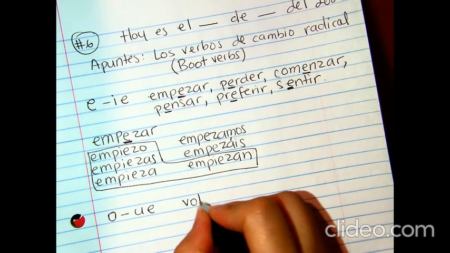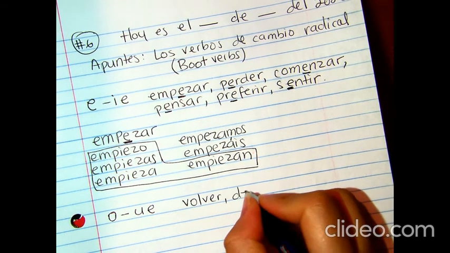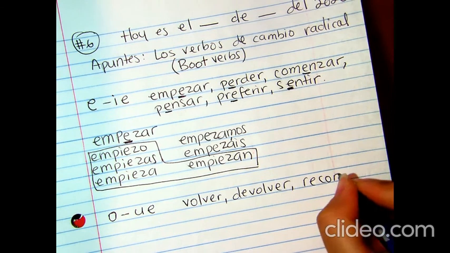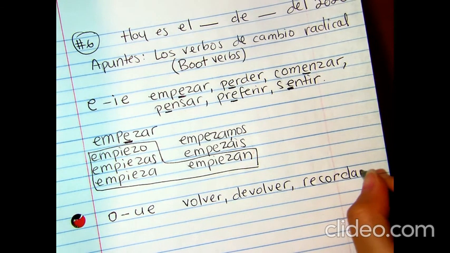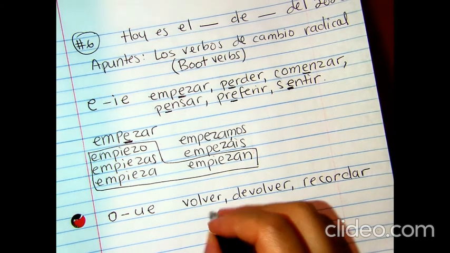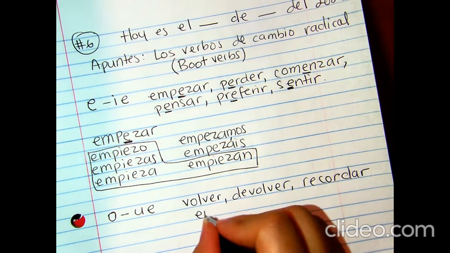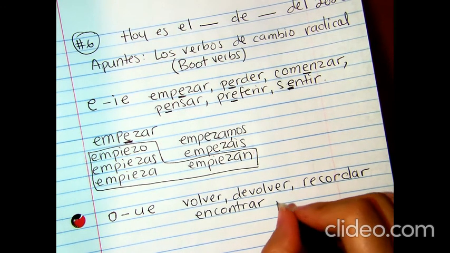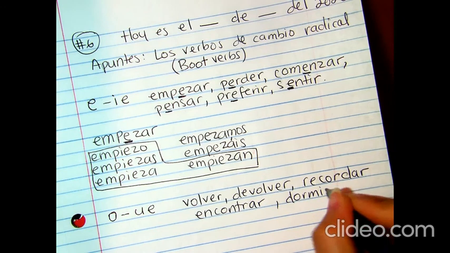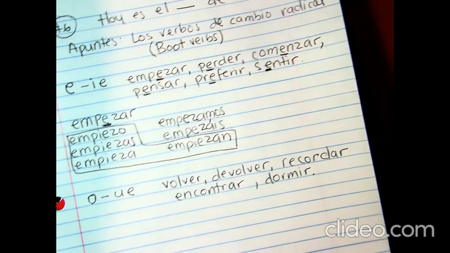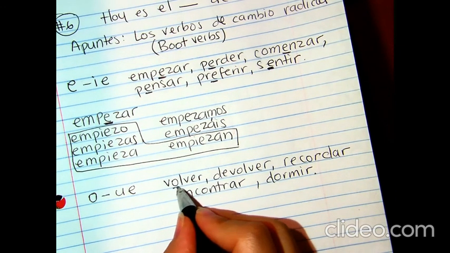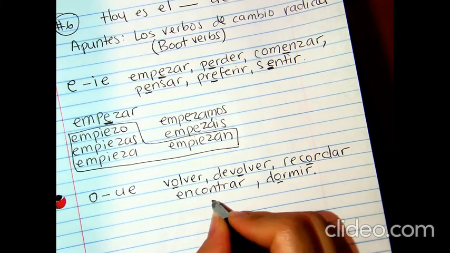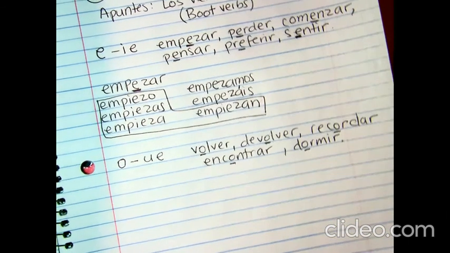We have volver, devolver, recordar. Recordar is to remember. Encontrar is to encounter, to find. Dormir. Yeah. So you find the O in the verb in here. You find the O. And that's the O that you're going to change to a UE.